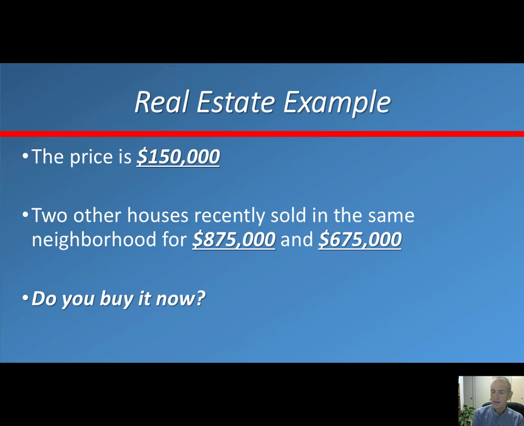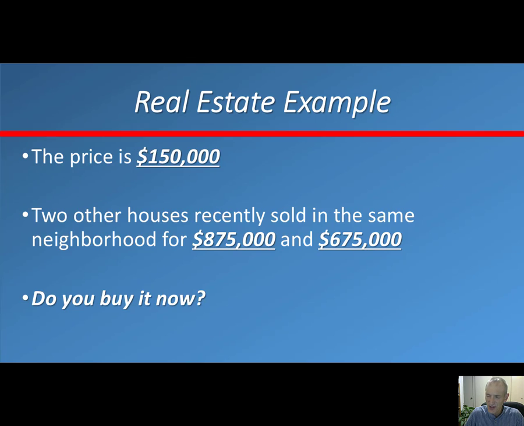Well, then you get some other information. You find out that in that same neighborhood, 2 other houses have sold recently. One sold for $875,000 and one sold for $675,000. So now do you buy the house? Well, now it's getting a little more interesting. You say, well, this house is really inexpensive, but maybe it's inexpensive because it's crumbling, or maybe it's on a plot of land that's sliding away, going down a hill. Some of the mudslides you see in California. So what's going on with this house that it's so cheap?